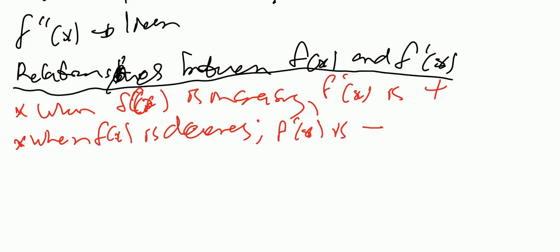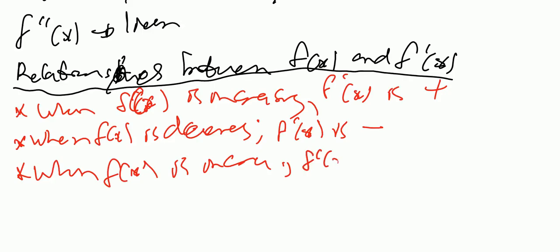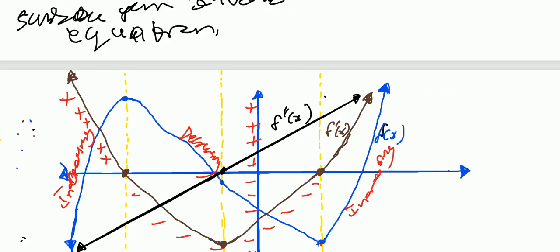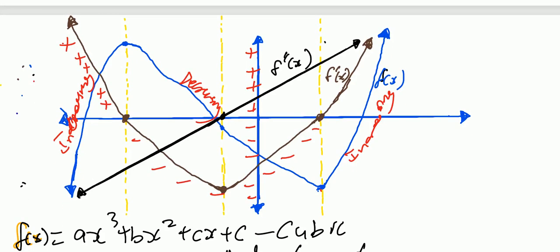That means we can see even the last one, which is when f of x is increasing, then f prime x is positive. Let's go and confirm that one. It's increasing again here. What is happening to f prime? It is positive.